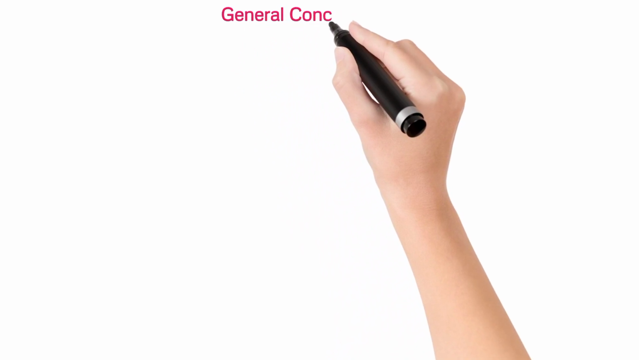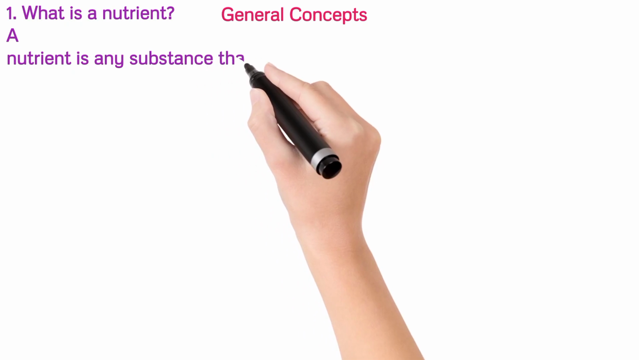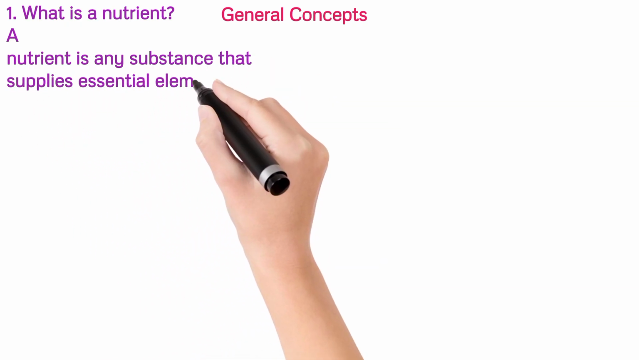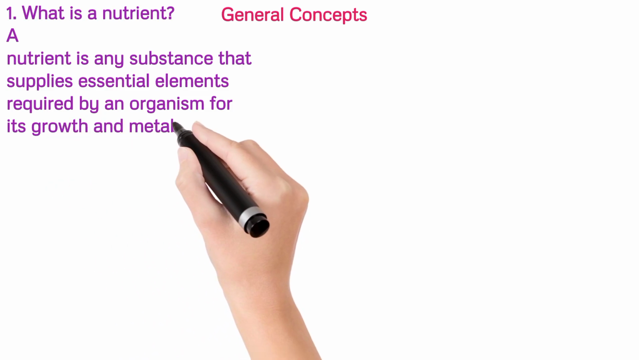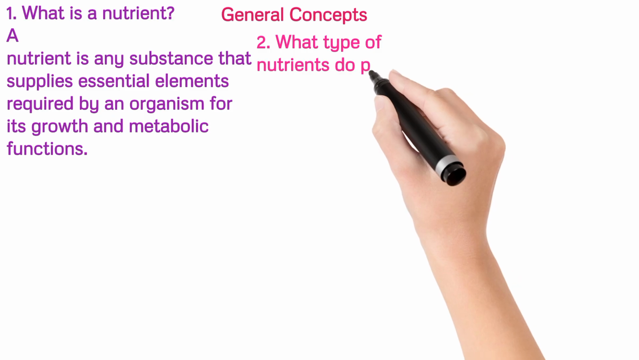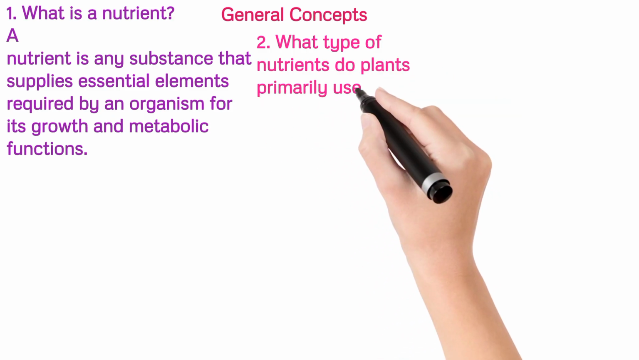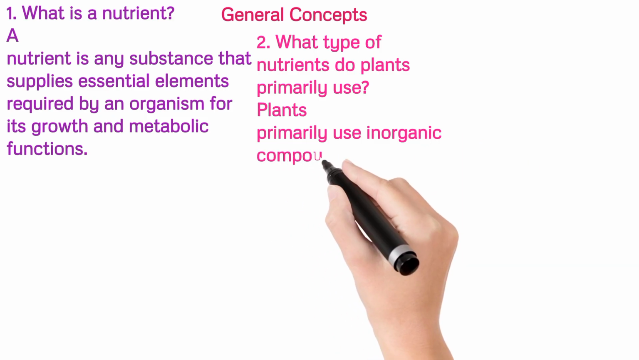General concepts. 1. What is a nutrient? A nutrient is any substance that supplies essential elements required by an organism for its growth and metabolic functions. 2. What type of nutrients do plants primarily use? Plants primarily use inorganic compounds as nutrients.